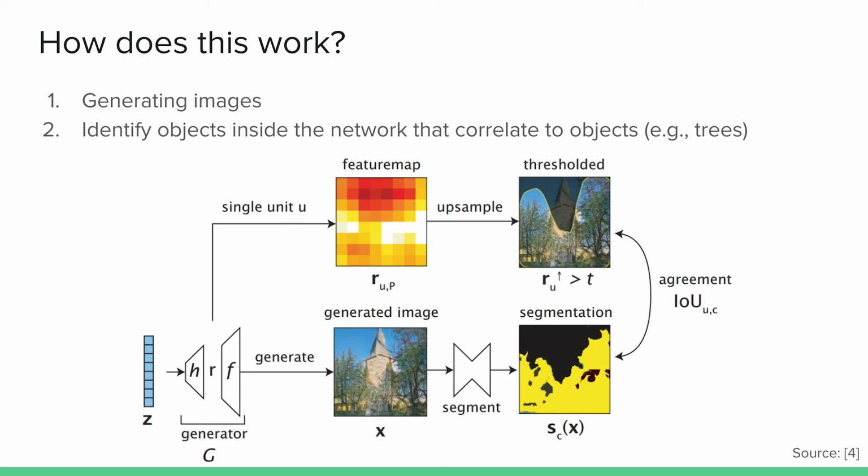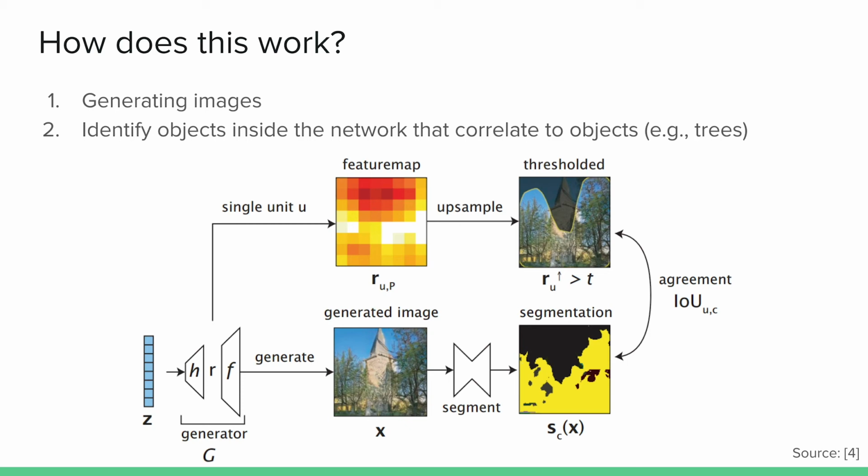You generate some images. That's what your generative adversarial network is doing. And then you try to identify objects inside the network that correlate to certain objects. How you do this is you generate a sample and you take a single unit, a single neuron here. You look at the feature map of that neuron where it activates, and you upsample that to your entire image and threshold it. So you can say, okay, it was very active in that region here.